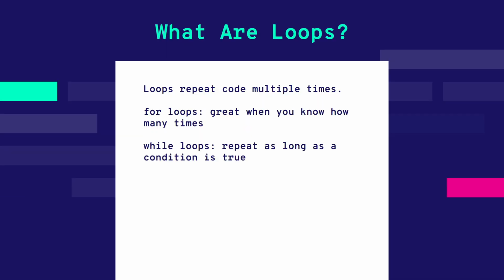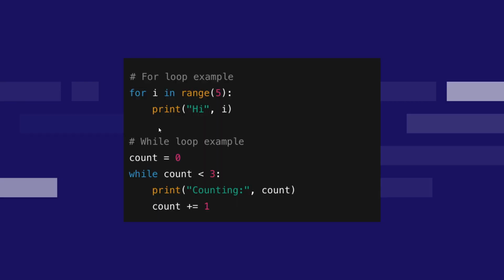Alright, now moving on to loops. What are loops? Loops basically just repeat your code multiple times. You use the for loop when you know how many times you want to loop something. A while loop you use to make it repeat as long as the condition is true. Let me show an example. For i in range 5, print hi, comma i. So it would just print i 5 times. Basically, this is how it works.